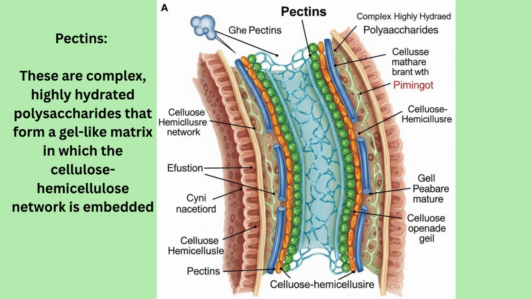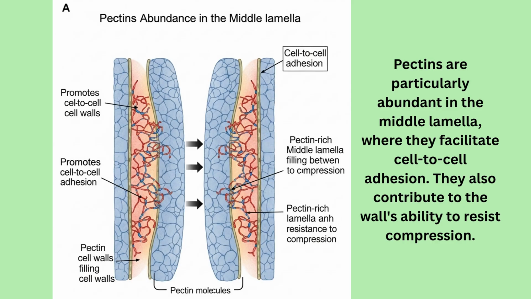Pectins. These are complex, highly hydrated polysaccharides that form a gel-like matrix in which the cellulose-hemicellulose network is embedded. Pectins are particularly abundant in the middle lamella, where they facilitate cell-to-cell adhesion. They also contribute to the wall's ability to resist compression.